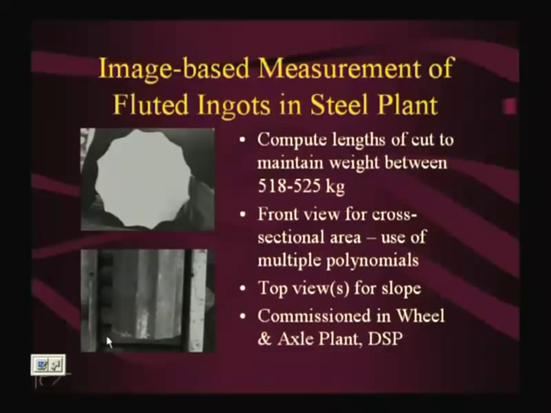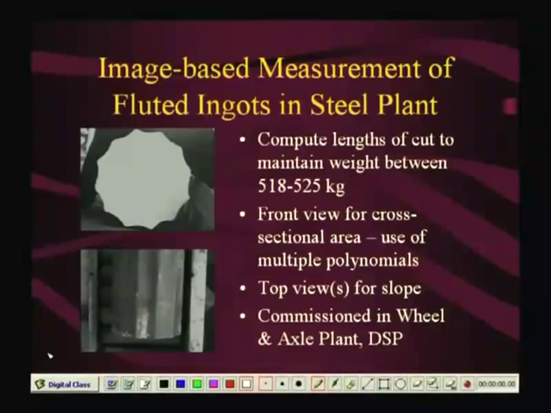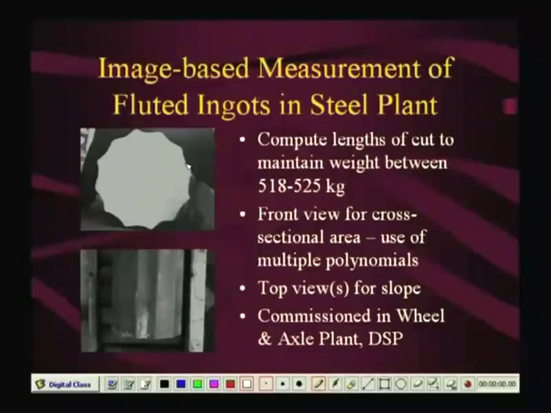For example, let me first start with a very simple example. This is an example where I've been involved with this work, where we were required to measure a cylindrical ingot, which you can see here in this picture. This is an ingot. It's a cylinder. You can see its cross section. It's actually made of steel. Now, the railway wheels are made out of these ingots in the Durgapur steel plant of SAIL.